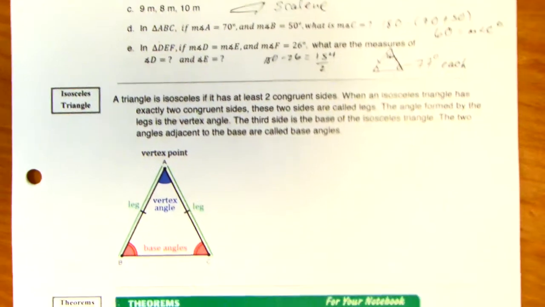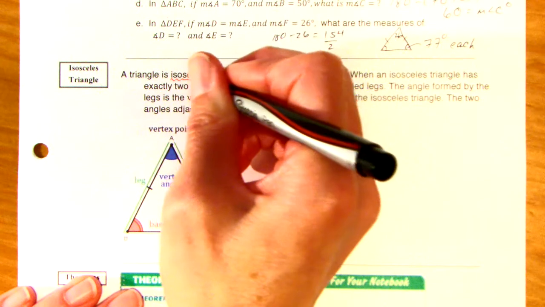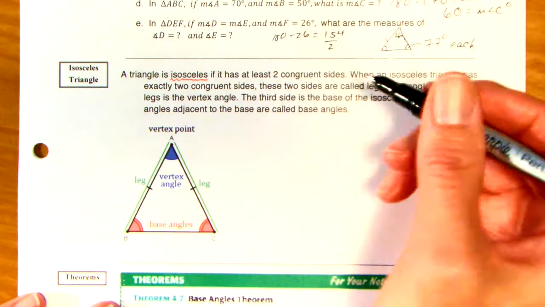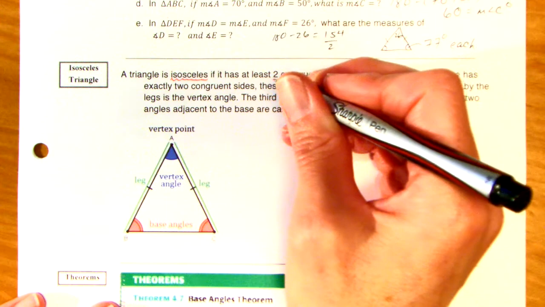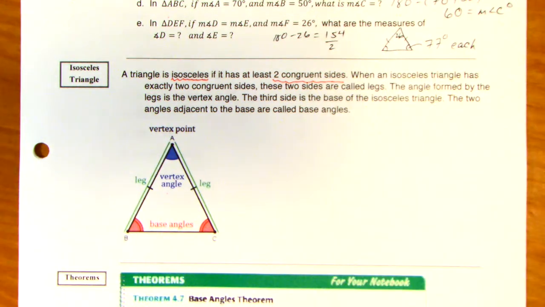Okay, isosceles triangle. Here we go. A triangle is isosceles, so let's circle that, or just decorate it, if it has at least two congruent sides. So you could say an equilateral triangle is isosceles because that's true. It just happens to have three congruent sides.